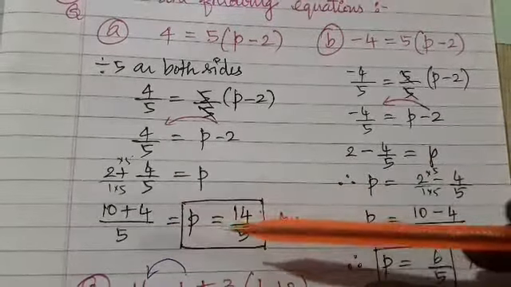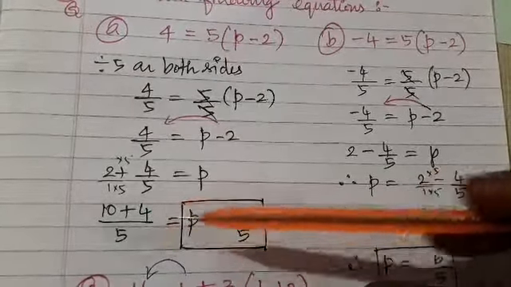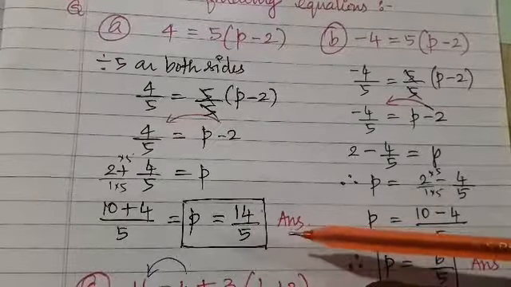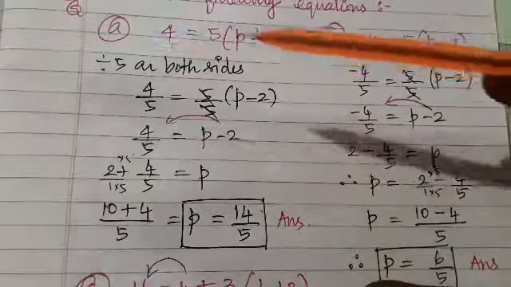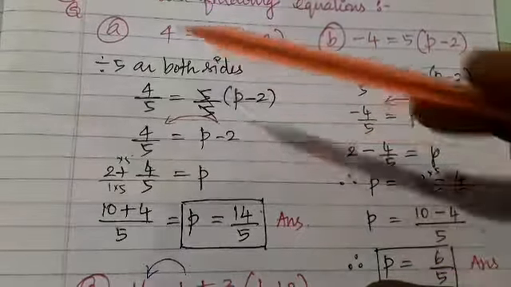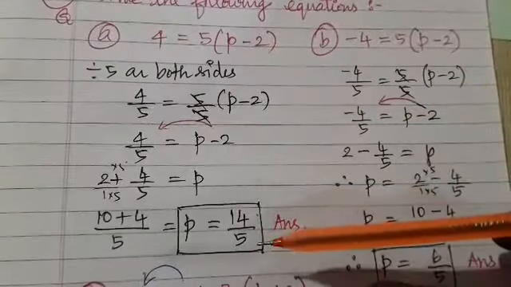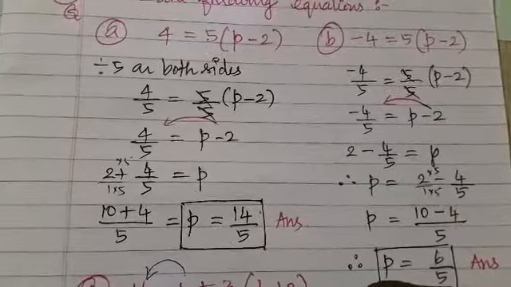Then what is the answer here? Therefore P equal to 14 upon 5, if you add 10 plus 4, 14 upon 5. So the value of P, 14 upon 5, is the answer for this question. If we substitute this 14 upon 5 as the P value, you will get the same number on both sides. 4 is equated, no? This side also you will get 4 when you are checking for 14 upon 5 as the value of P. Okay, that is the first A problem.